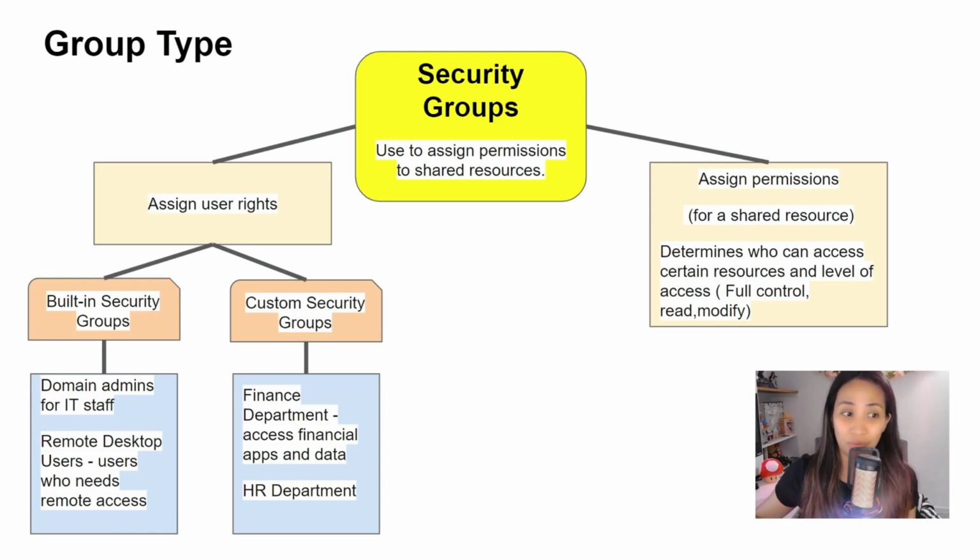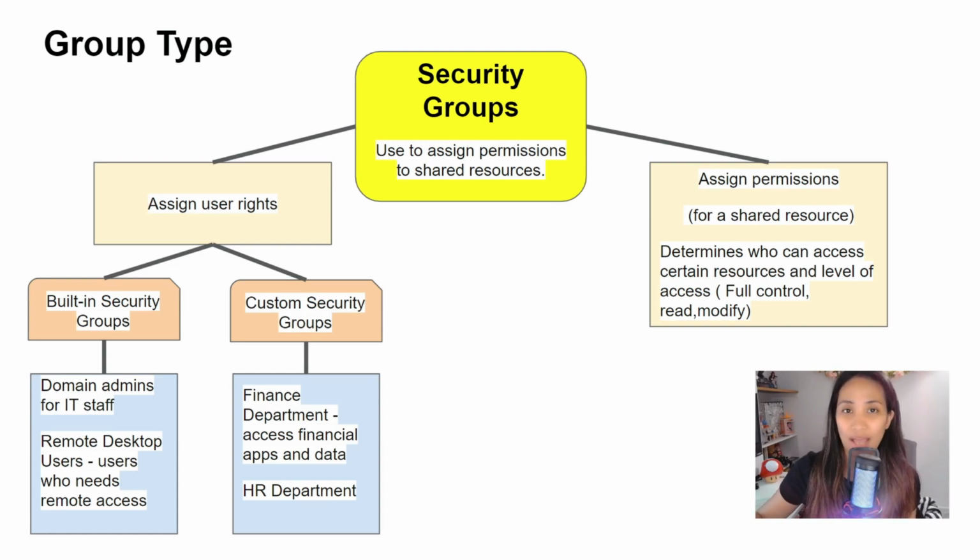So you can create a security group for the finance department that can access or give rights to the financial data or application, and you can do the same for the HR department. So that's one type of user right that you can create through a security group. So there's also another kind, which is giving permissions for shared resources. So this is different from the user rights. So user rights, to make it simple, is something the user can do, and for the permissions, what the user can get into or what the user can access.